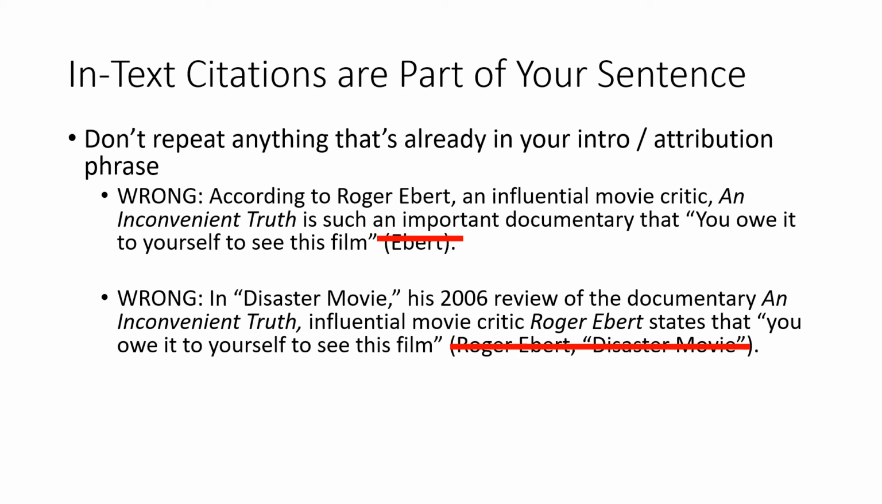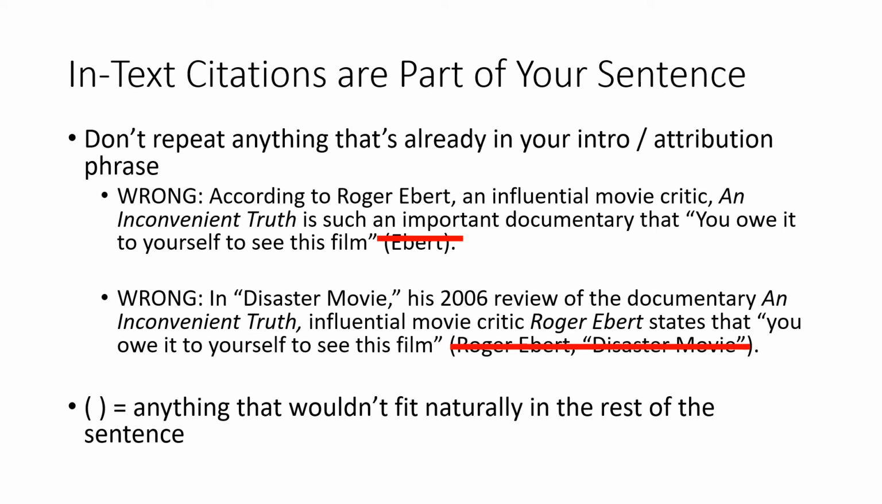In-text citations are for any important details about a source that just wouldn't flow naturally with the rest of the sentence, like page numbers or timestamps. Speaking of timestamps, many beginning authors assume that they always have to format their in-text citations the same way. That's not true. There are many different ways to write an in-text citation. What you do depends on the kind of source you're citing.